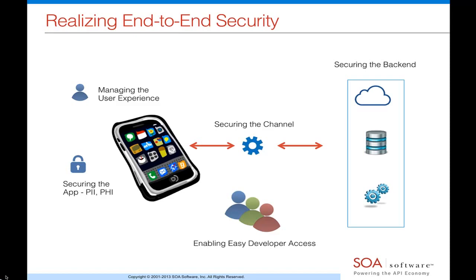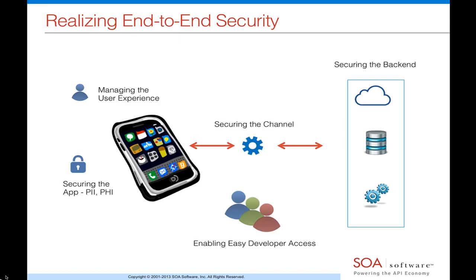The second is around securing the app itself, securing the social app or the mobile app. It might have some personally identifying information or health information, depending upon what kind of app it is. So how do you secure that data that the app has at rest? Then the data that's flowing through the channel between the backend servers or the cloud and your mobile app. So you need to secure the channel, and secure the message as it's flowing through the channel.